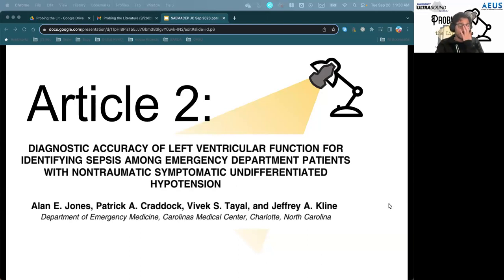Identifying the diagnostic accuracy of LV function for identifying sepsis among emergency department patients with non-traumatic symptomatic undifferentiated hypotension. So we'll break out into small groups and go through the study and think a little bit about what it means for us, combine it with everything else that we know now that we didn't know almost 20 years ago, and loop back, let's say at 55 minutes, 5 minutes before.